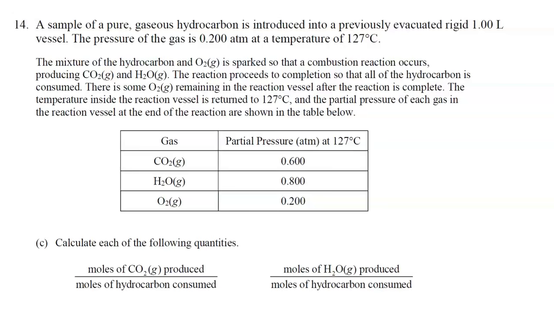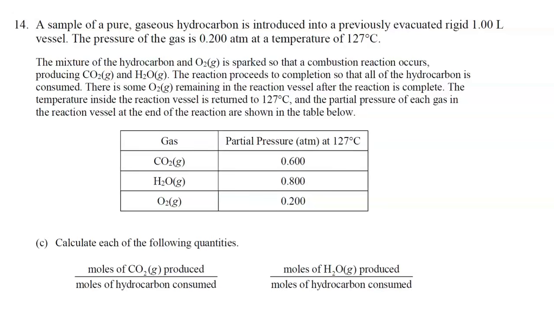The temperature inside the reaction vessel is returned to 127 degrees Celsius, and the partial pressure of each gas in the reaction vessel at the end of the reaction are shown in the table below. So there's no more hydrocarbon, it was completely consumed, but we have carbon dioxide gas, 0.6 atmospheres. We have water vapor, 0.8 atmospheres, and then there's some oxygen gas remaining left over after the reaction is complete, and that was 0.2 atmospheres.